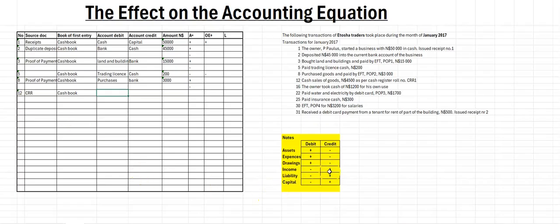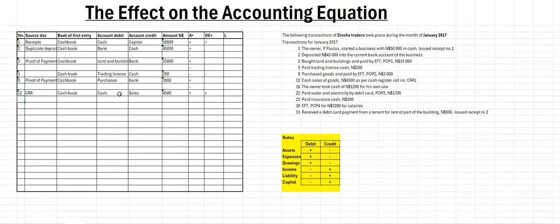Our income increases on the credit side. Okay, and our assets also increase on the debit side. So cash would be increasing on the debit side, and our income, which is our sales, would be increasing on the credit side, and that would be the amount of $4,500. And here our assets increase and our owner's equity increases.